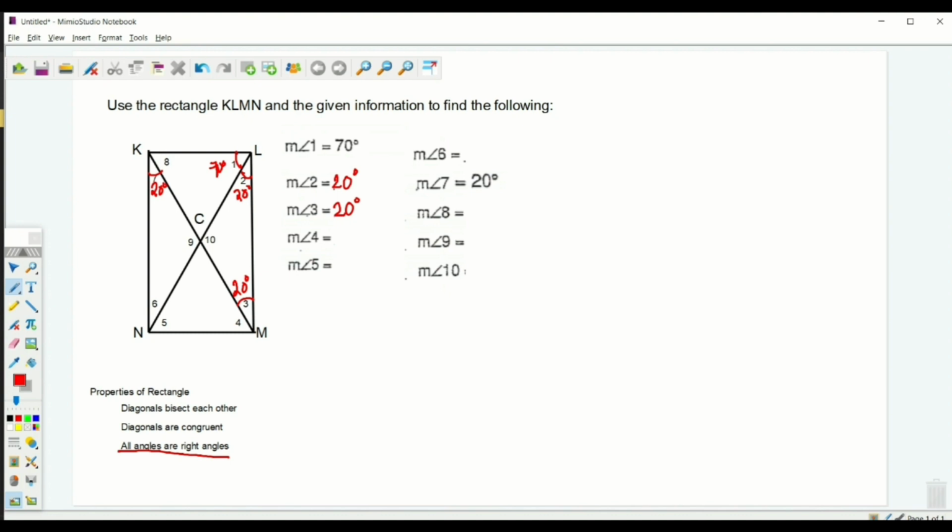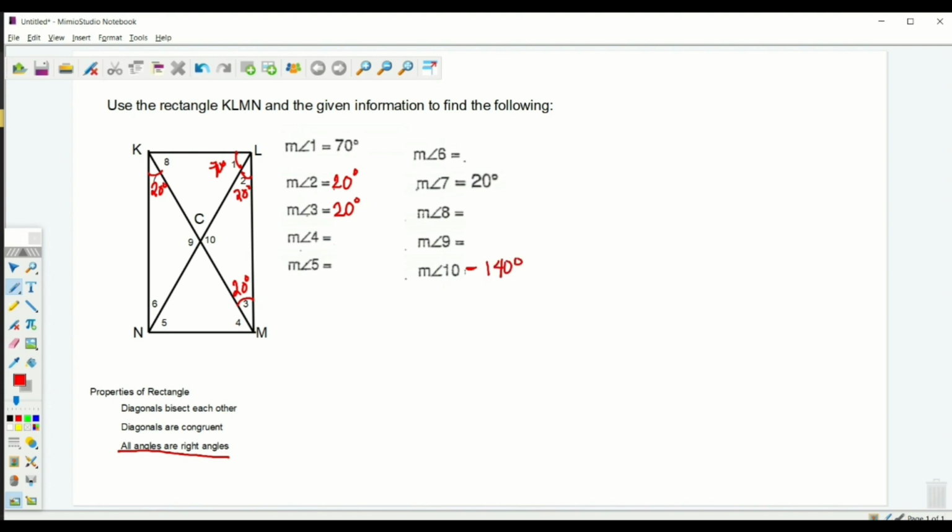Okay, now how about angle 10. To solve for angle 10, just like what I've said earlier, the interior angles of a triangle add up to 180 degrees. Okay, so it's always 180 degrees. If this is 20 and this is 20, what is the measure of angle 10? So the answer is 140 degrees.